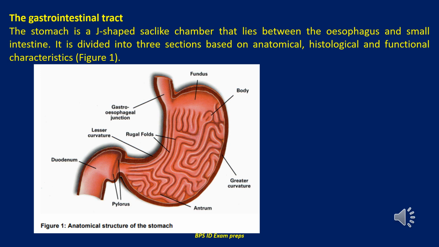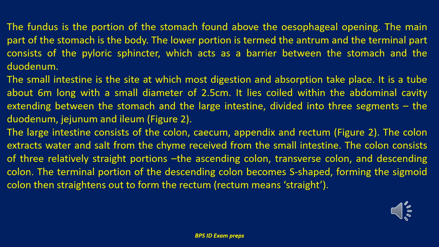Pause the video and carefully scrutinize Figure 1 illustrating the anatomical structure of the stomach before progressing to the next slide. The fundus is the portion of the stomach found above the esophageal opening. The main part of the stomach is the body. The lower portion is termed the antrum and the terminal part consists of the pyloric sphincter, which acts as a barrier between the stomach and the duodenum.